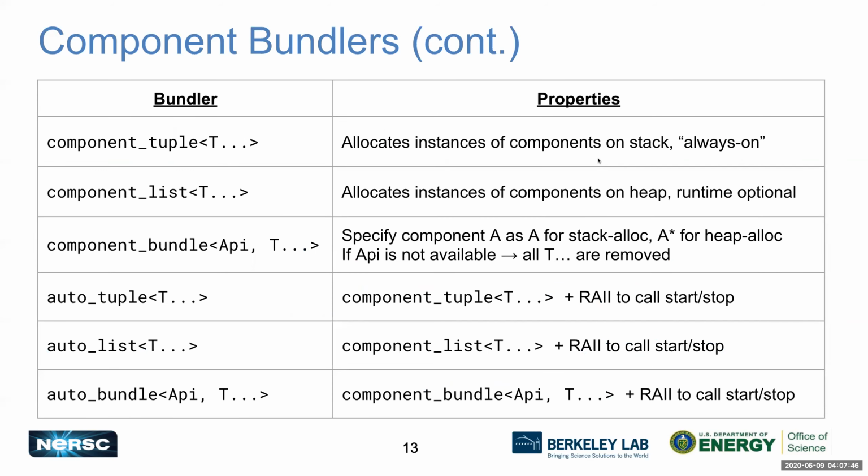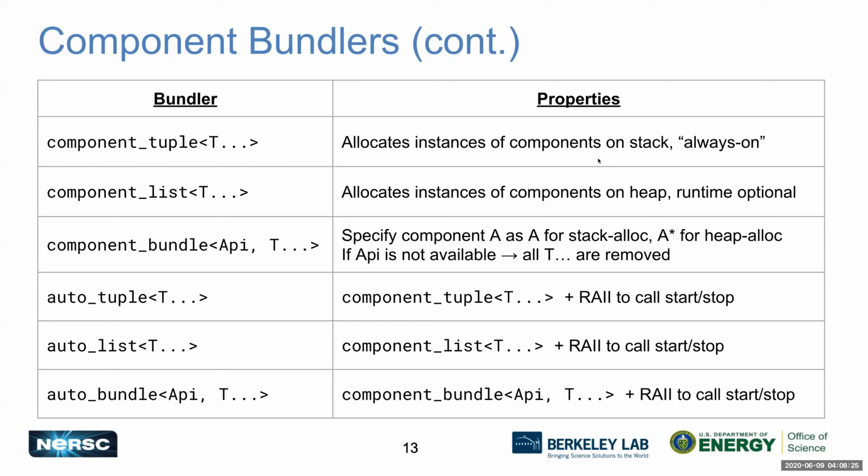Okay, so we provide basically 3 different component bundlers. We have a tuple, which allocates all the components on the stack. This tends to be the most performant at runtime. We have a list, which allocates those components on the heap and provides for a lot more runtime configurability. And then we have a component bundle, which essentially allows something like a list and a tuple together with an extra template parameter to turn all of the tools off.